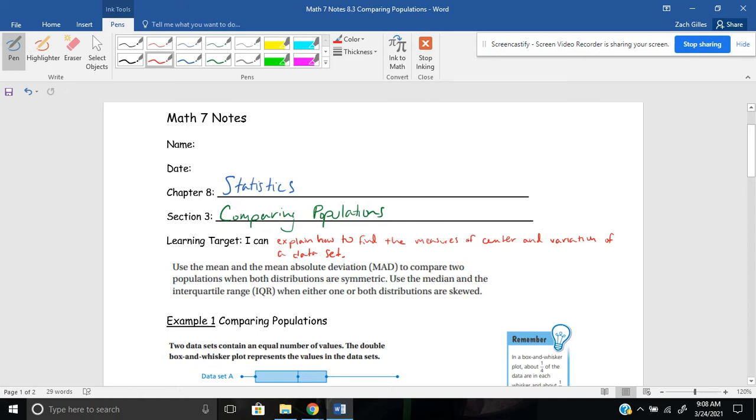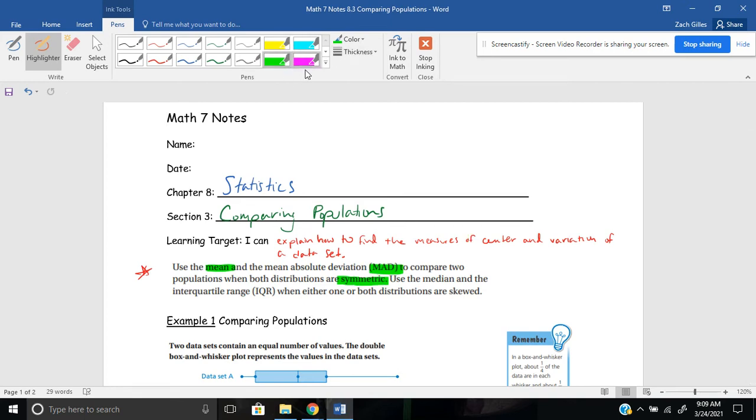Okay. So for our learning target today, it says, I can explain how to find the measures of center, so in other words, the middle, and variation, so how much our data varies, of a data set. First, here it says, use the mean and the mean absolute deviation to compare two populations when distributions are symmetric. Okay, so symmetric data, we use mean, or in other words, the average, and mean absolute deviation. So how much our data varies from the average. Okay, that's when we're talking about symmetric data.